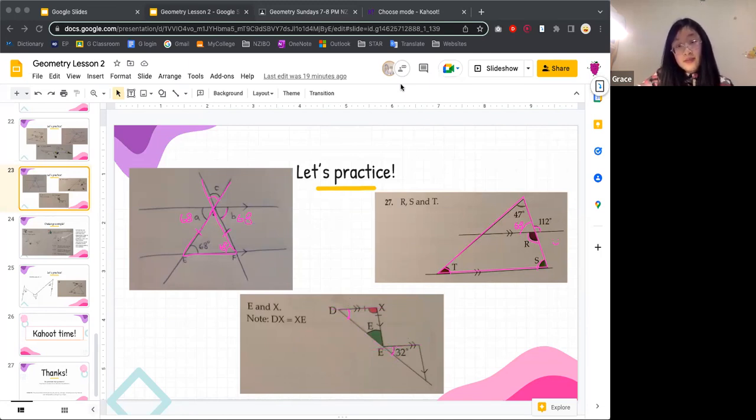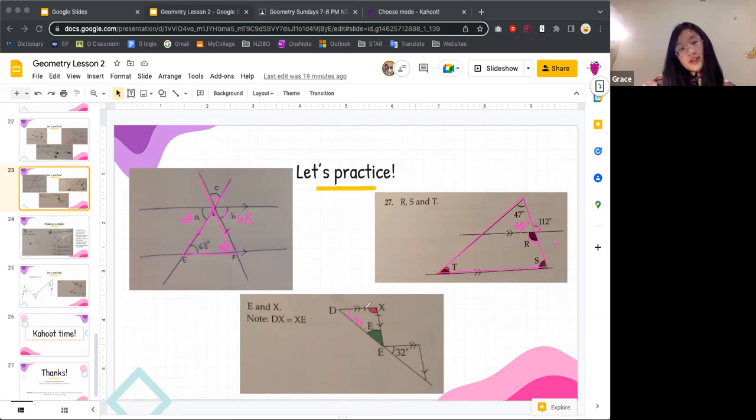So this angle right here, I've got corresponding angles. So could anyone maybe write in what angle this is? Angle XDE. Yep, 32. Good job, Trinity. 32.